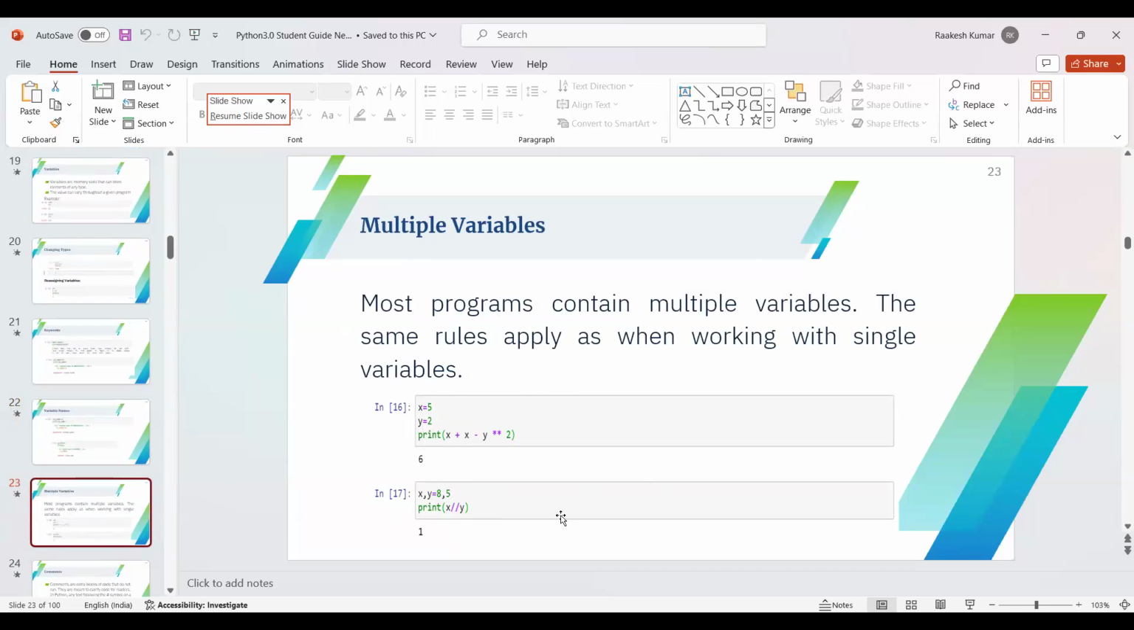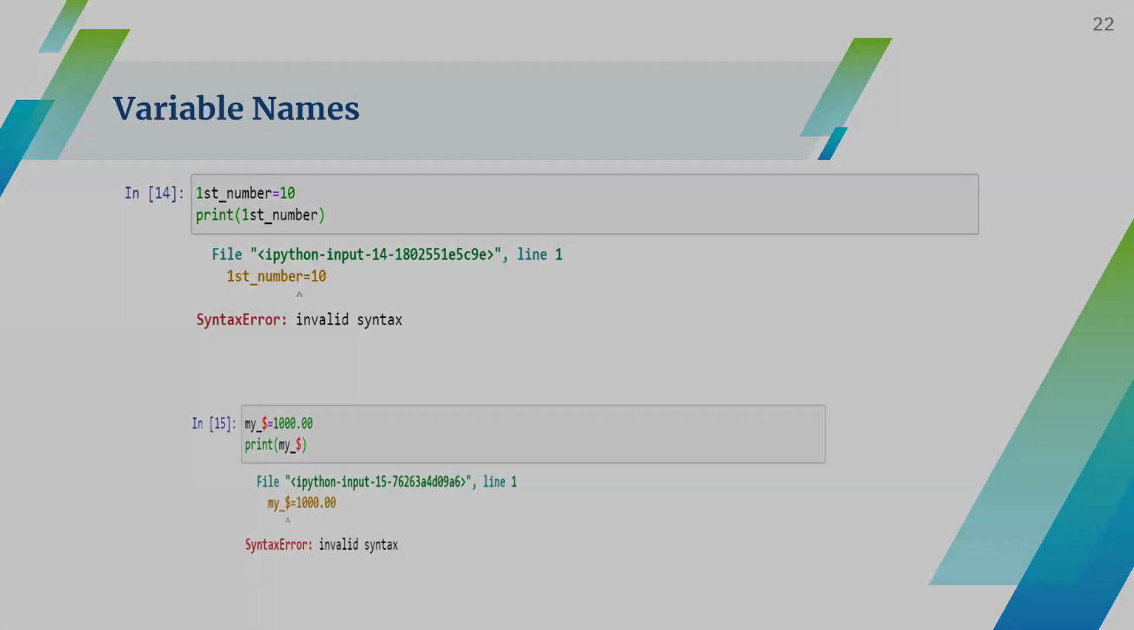Most programs contain multiple variables. The same rule that applies when working with a single variable applies here too. Similarly, I can assign multiple variables: x comma y comma z equal to 4 comma 2 comma 3, right? And you can perform mathematical calculations here. So I can declare multiple variables here. Got it? So now next one, right?